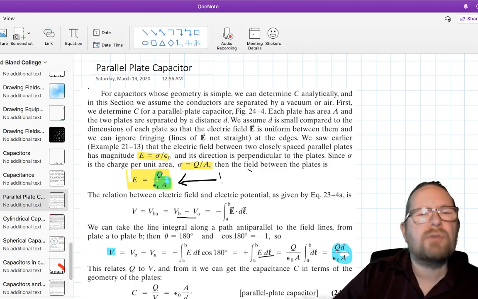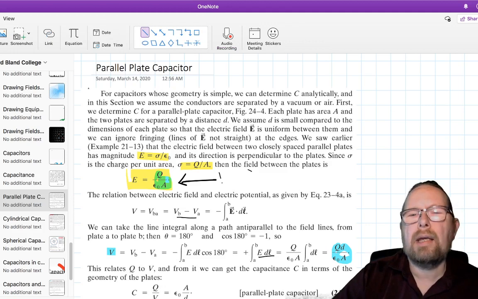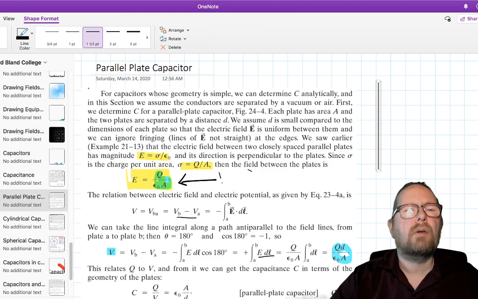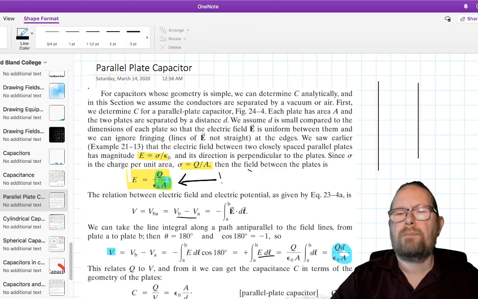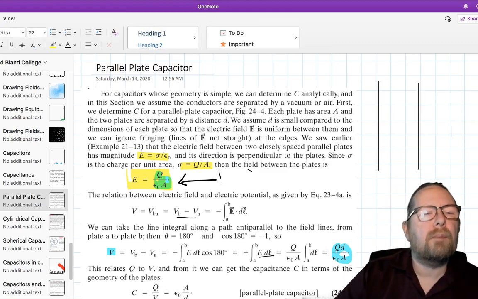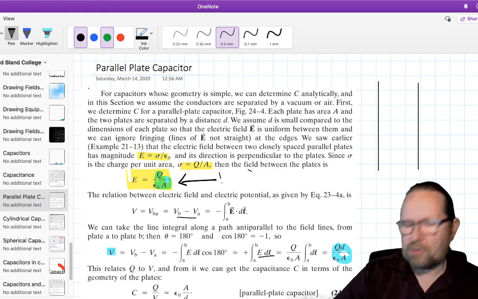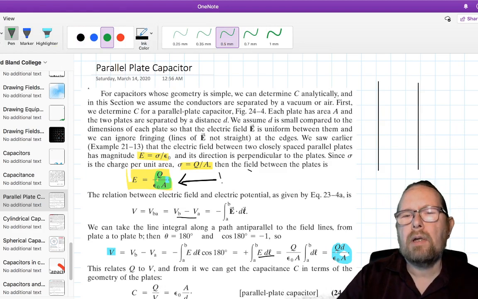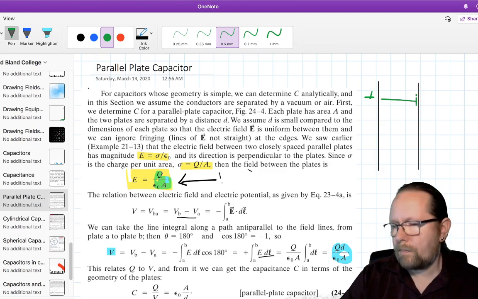Let me go to insert here and just make a parallel plate capacitor and make another one. And we want to ask ourselves, if we are thinking about the electric field in this gap in space, what does the electric field look like? We already said that the electric field is just lines that go from the positive side of the capacitor to the negative side of the capacitor.